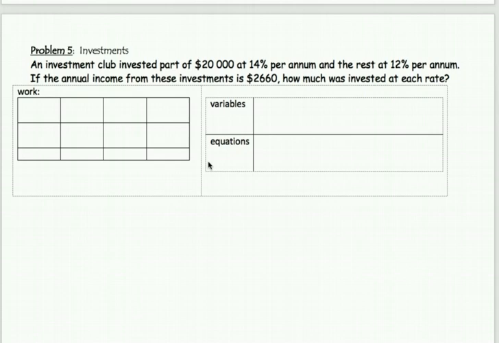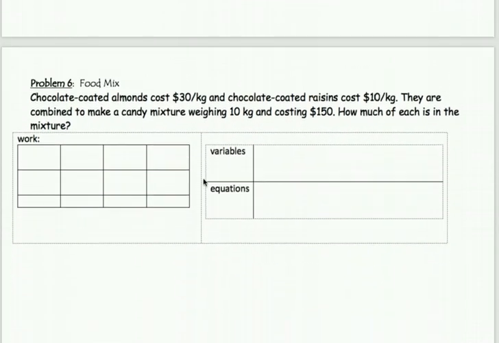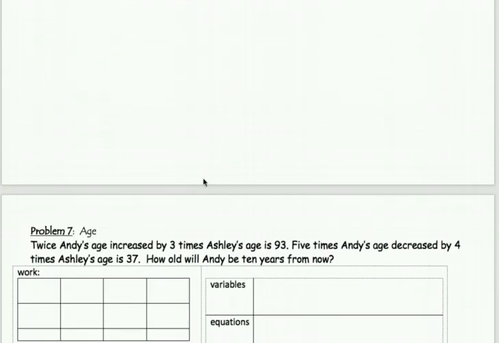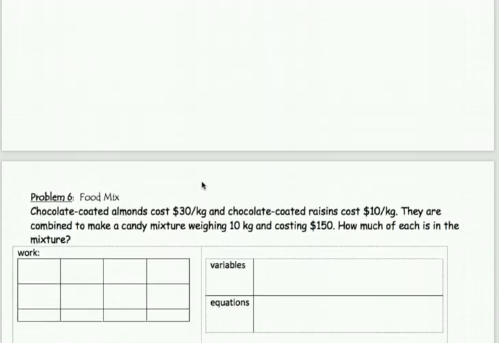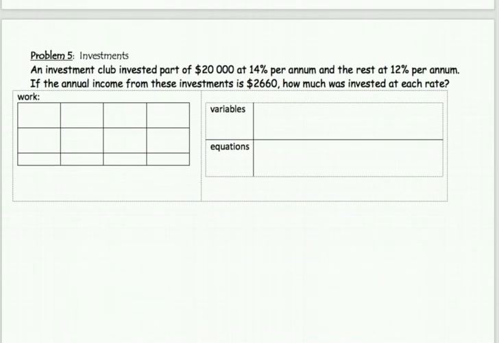But if there's one that you really like, or actually, you know what? The age one is important. There's a slight little trick to it at the end. So definitely, at least skip to the age one and watch that one, okay? All right, so let's go to investments here.